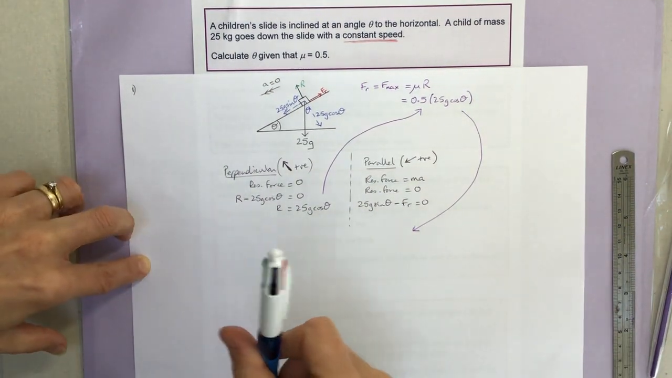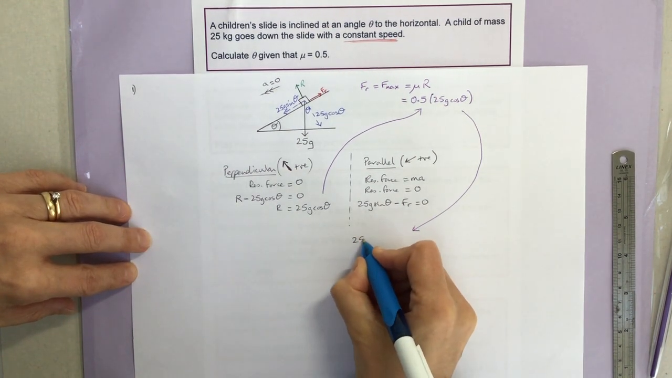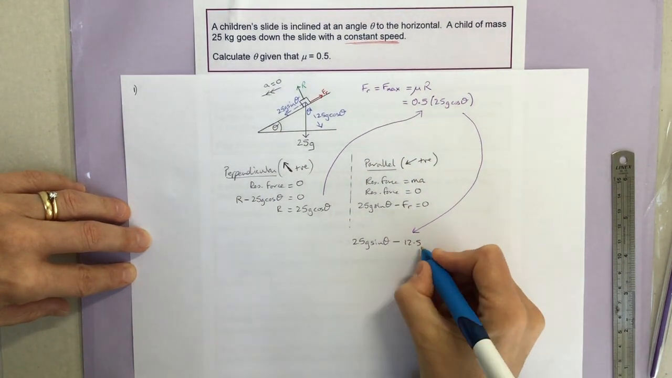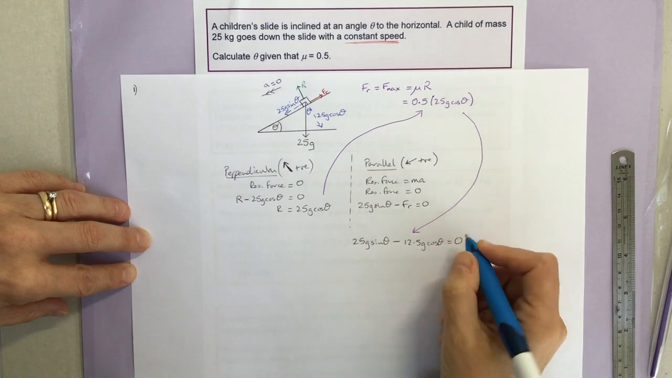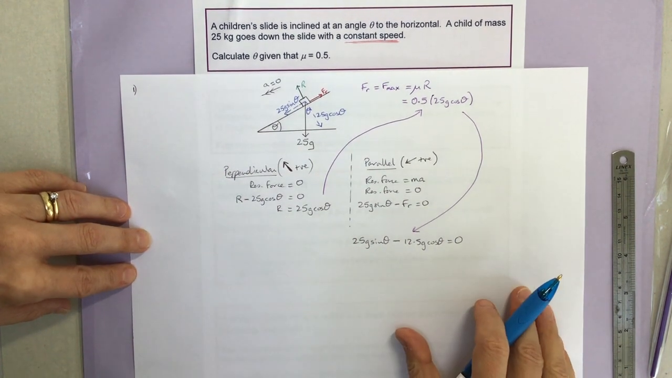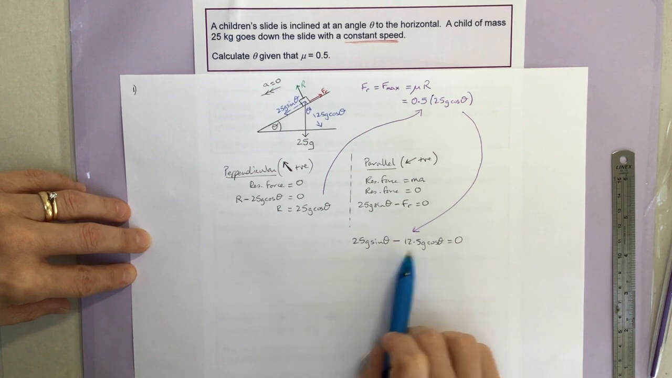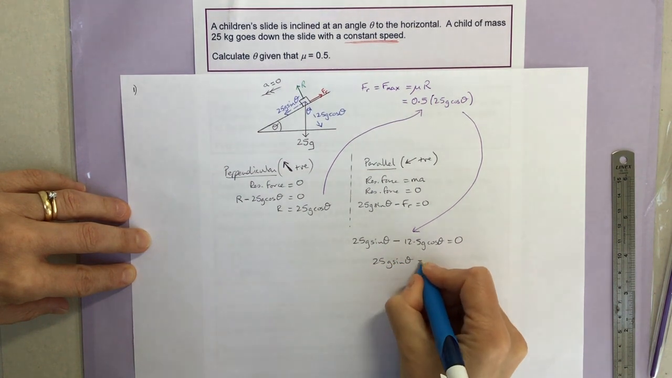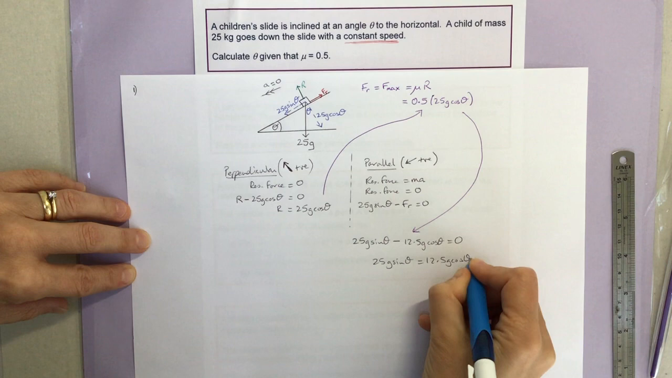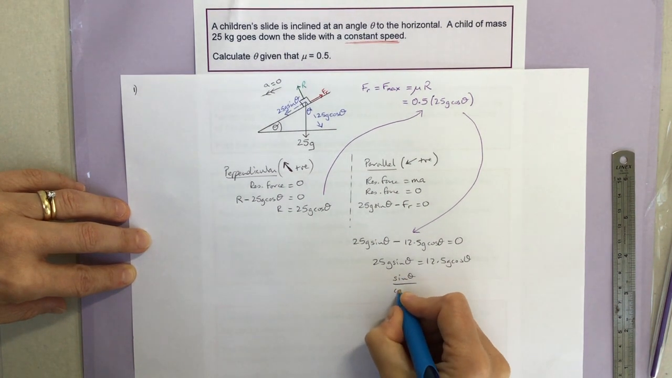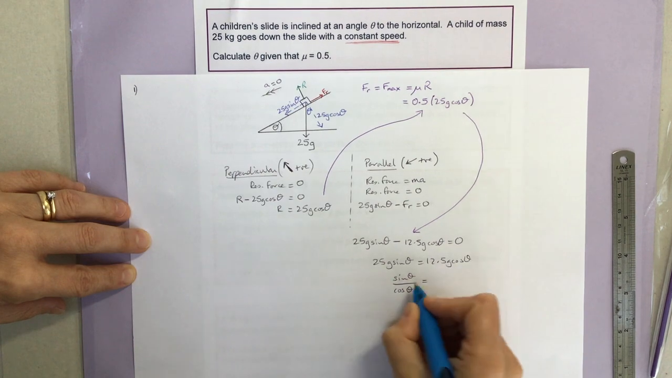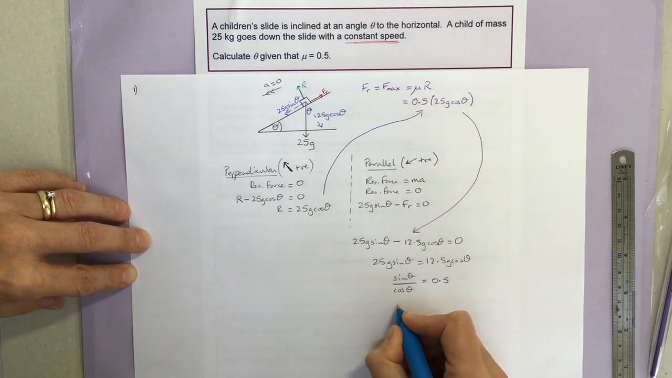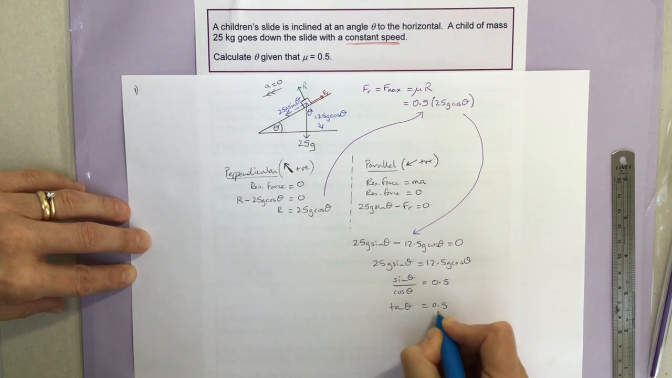Keep going with solving this equation. So 25g sine theta minus my F max, 12.5g cos theta is 0. And now I've got a trig equation to solve, sine theta and cos theta equals 0. So I can definitely get tan theta involved here by taking this cos theta and rearranging. And then sine theta over cos theta is tan theta. So dividing by the cos theta, dividing by the 25g, I'm going to get sine theta over cos theta is 0.5. So that's tan theta, which is 0.5.